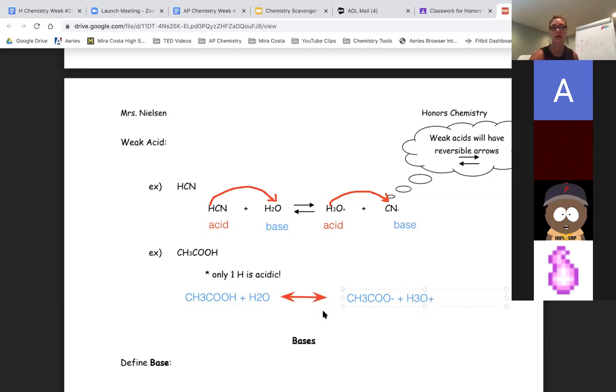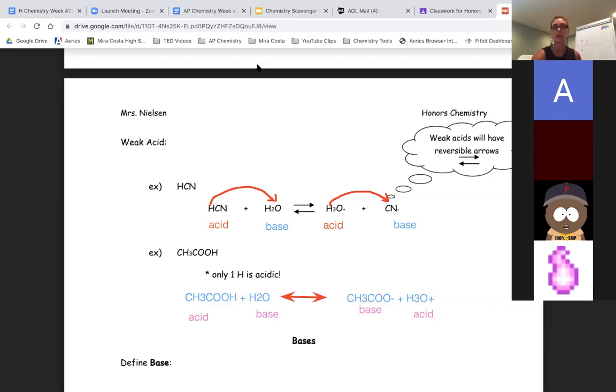Okay, so this guy over here is acting like the acid because it's donating the hydrogen. The water is acting like a base because it's accepting a hydrogen. And then in the reverse reaction, the H3O plus is donating the hydrogen. So this guy is the acid in the reverse, and this guy is the base in the reverse reaction.